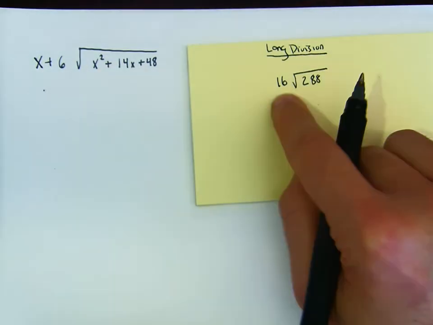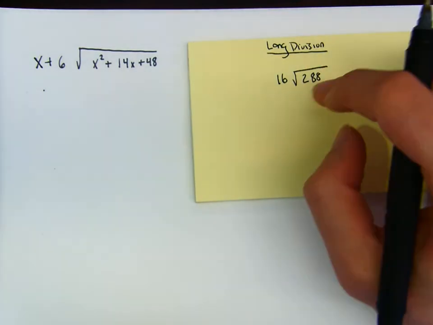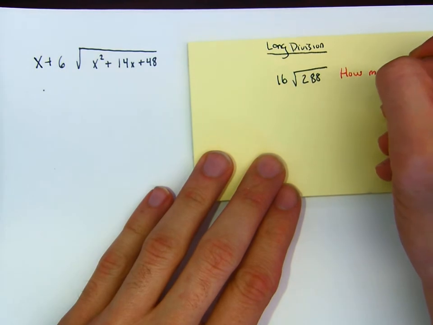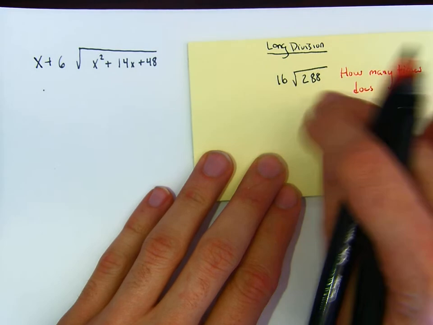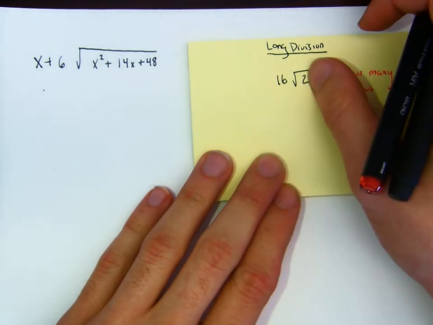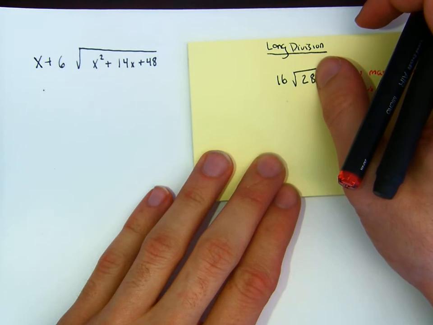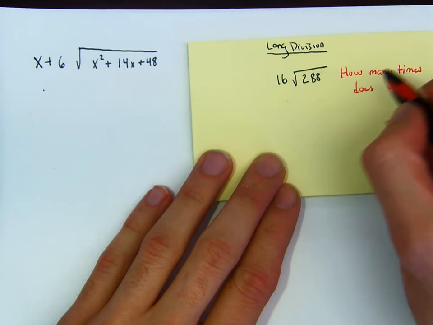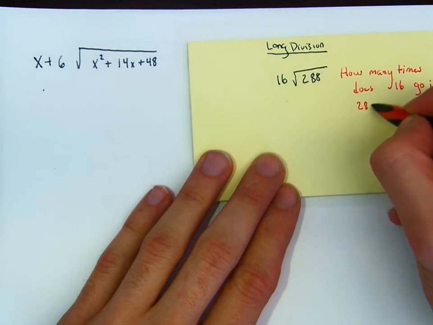Like, how do you divide 16 into 288? What's the first question you ask yourself? You say, how many times does 16 go into 2? Well, you can't do that. How many times does 16 go into 28, right? I know it seems a little extra, but I promise you it'll help.